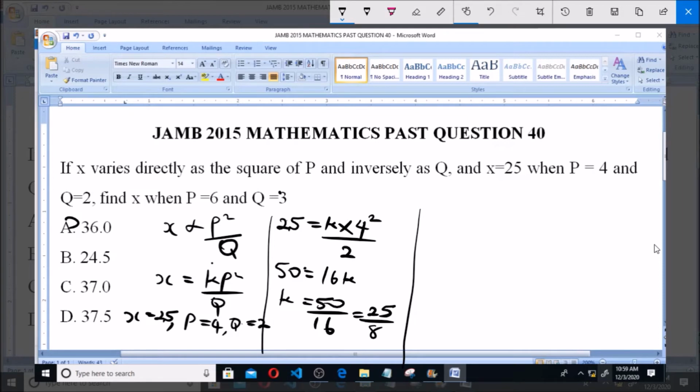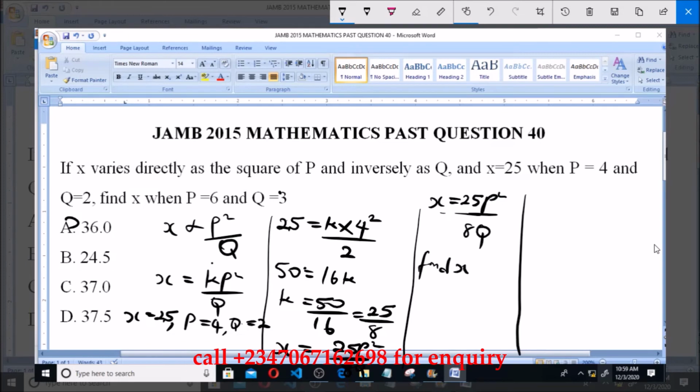So it simply means that x is equal to 25p square all over 8q. This is the equation connecting x, p, and q. Now the question says that we should find x when p is equal to 6 and q equal 3.